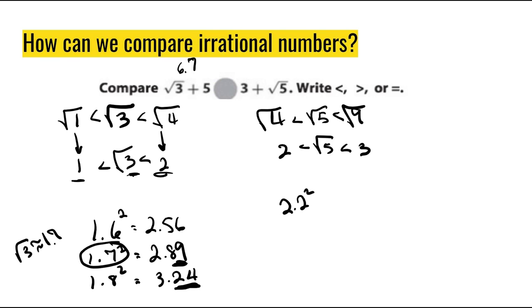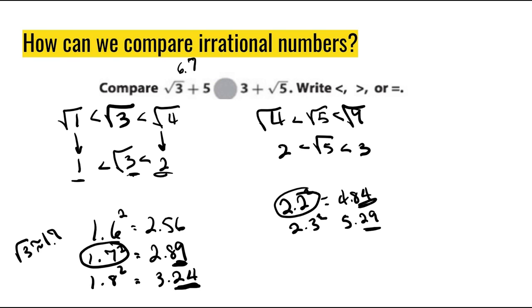We'll square it. 2.2 times 2.2 is 4.84. Still too small, so I go to the next number, 2.3, and I square it. So that means I'm doing 2.3 times 2.3, which is 5.29. So I have one smaller, one bigger. I can figure out which one is closer. 4.84 is 0.16 away. 5.29 is 0.29 away. Therefore, 2.2 is a little bit closer.